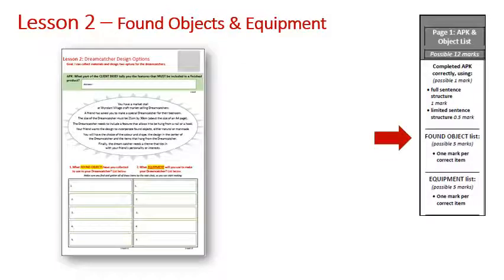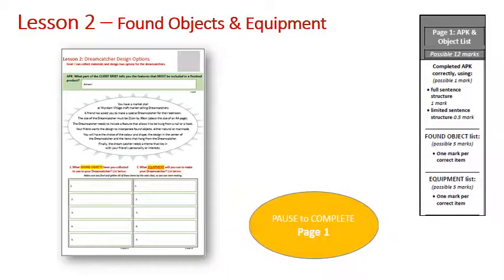Now, the found objects, there's 5 to list, so of course 1 mark for each object that you use as a found object that you're going to incorporate into your Dreamcatcher. So there's a possibility of 5 marks. And then the equipment. If you list 5 pieces of equipment that you could use, there's another 1 mark for each listing. So there's 5 possible marks, a total of 12 marks altogether. They do add up. Pause this video, complete the first page, and then once you've completed that, move on to the next page.